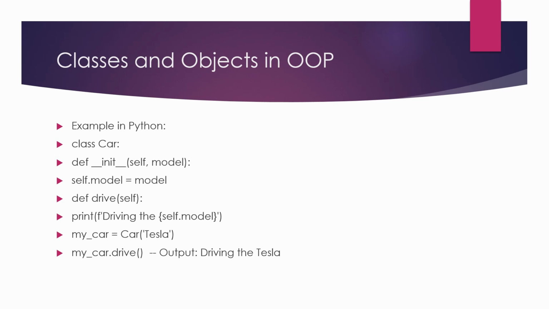In OOP, we define classes that serve as blueprints for creating objects. For example, in Python, we can define a class Car with properties like model and methods like drive. We can then create an instance of the class like myCar = Car("Tesla") and call its methods like myCar.drive() to perform actions.